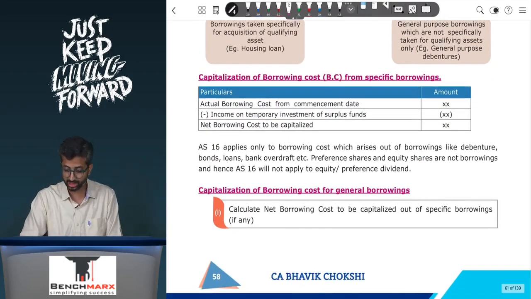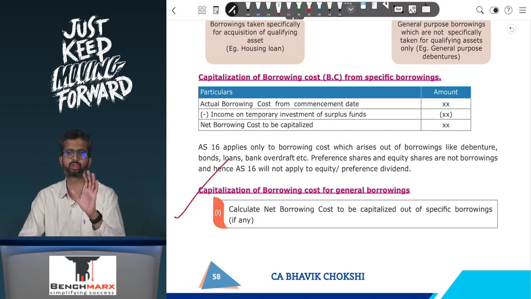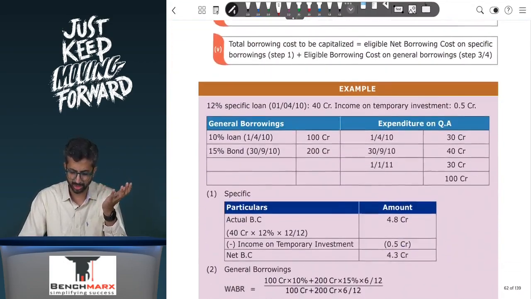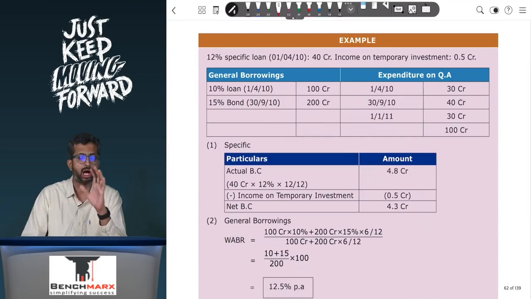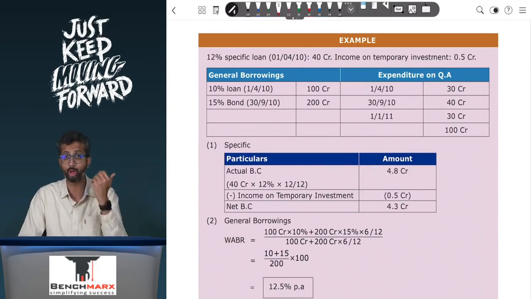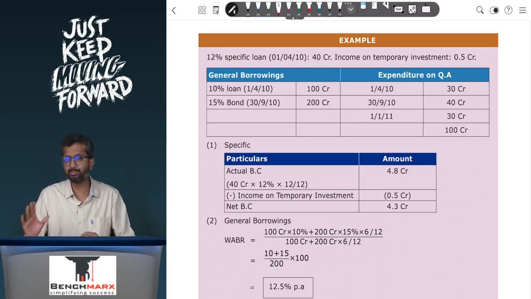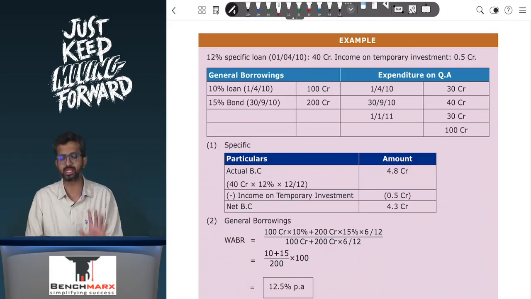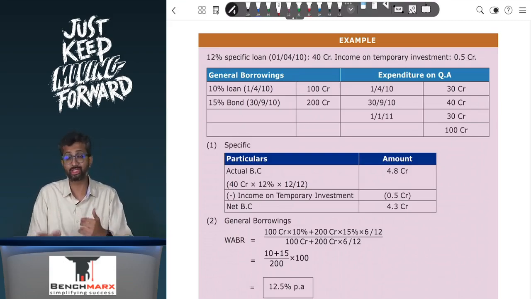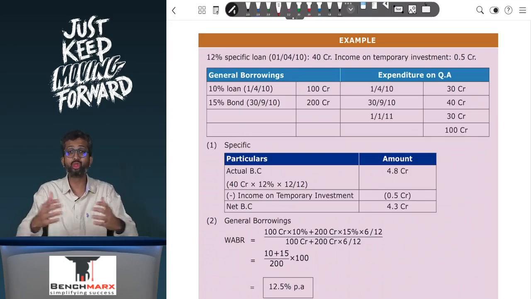Now, the most important section in my understanding is the capitalization of borrowing cost for a general borrowing. Let us understand it with the help of an example. There might be multiple borrowings in a company. There may be a specific borrowing, there may be a few general borrowings. Now, the problem is money is fungible. It is very difficult to figure out, if I am spending money behind a qualifying asset, from which source that money is coming. Hence, the standard implicitly says that you will first assume that the money comes out of the specific borrowing. After the specific borrowing has been exhausted, we assume that the money comes out of the general borrowing. Now, which general borrowing, if you have multiple general borrowings? In which case the standard says that we will assume a weighted average borrowing rate.